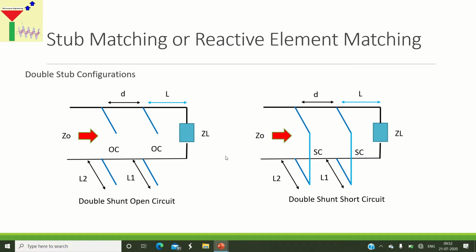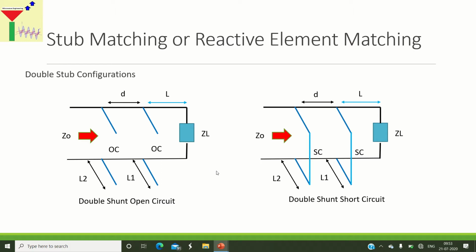And what we observe as the difference in the second configuration is only that these two stubs are short circuited at their other ends. The short circuit is represented by the letters SC. The rest of the configuration is the same as that of the open circuit configuration. The only change in the second configuration is that at the end of the two transmission lines, that is, the pieces of stub, we have performed the short circuit.